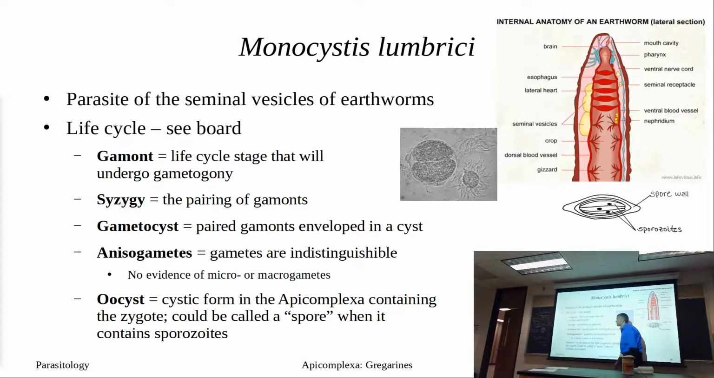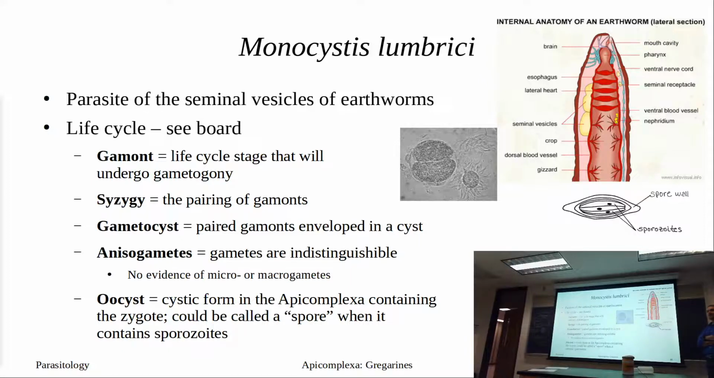The gametocyte. That's our life cycle stage that undergoes gametogamy to produce our gametes. Syzygy. That's our pairing of gametes. Isogametes. Situation where the gametes are indistinguishable. That means there's no evidence of either micro or macro gametes.